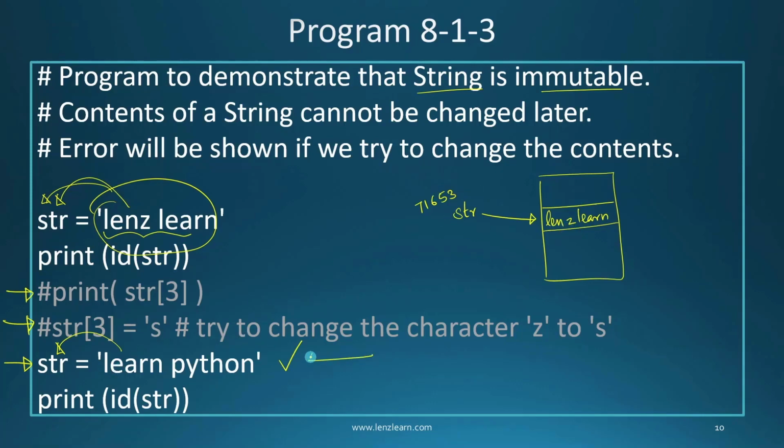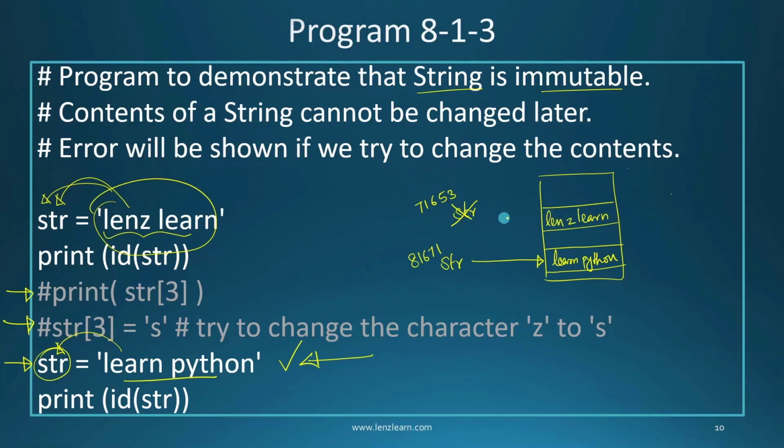Now when this statement is executed, you see this is a new string. So a new area of memory will be taken. Inside that it will write learn Python, that is the new string, right? And now this variable str has to store learn Python. So what happens here is that this str will be destroyed, and a new str will be created that will be pointing to learn Python, and it will have a different ID value, something different than 71,653.